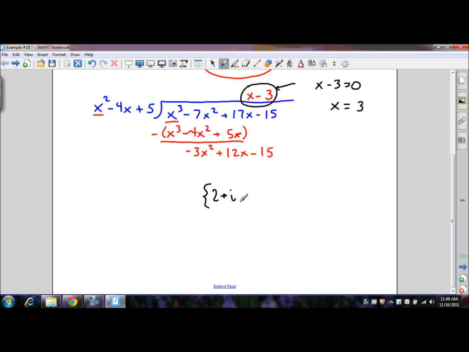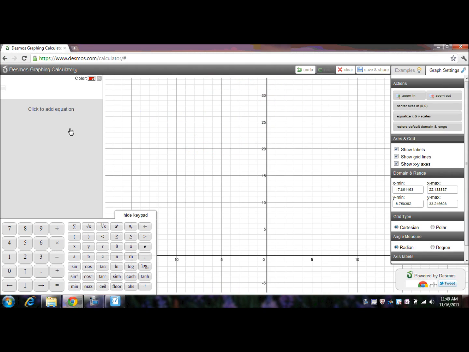Again, let's revisit. How did I know that there were 3 zeros? Well, the fundamental theorem of algebra says whatever the degree is represents the number of zeros that I have. I already knew that 2 plus i and 2 minus i were zeros. And now I have found that x equals 3 is the third and final 0. So to wrap this up, my answers are going to be 2 plus i, 2 minus i, and 3.